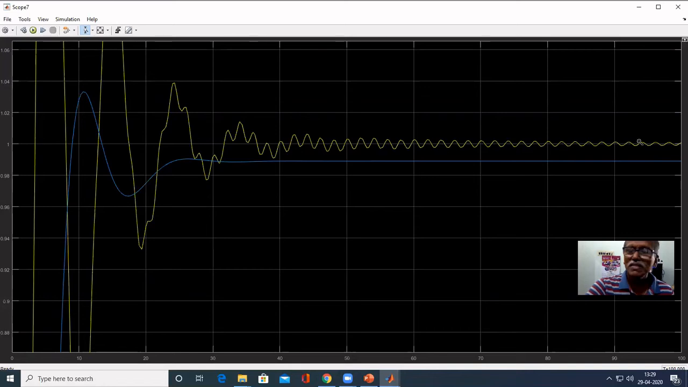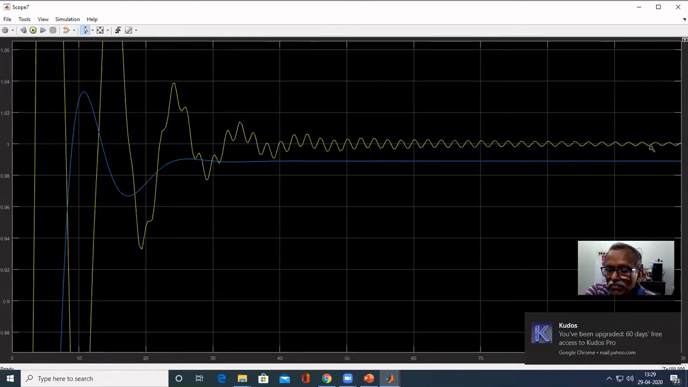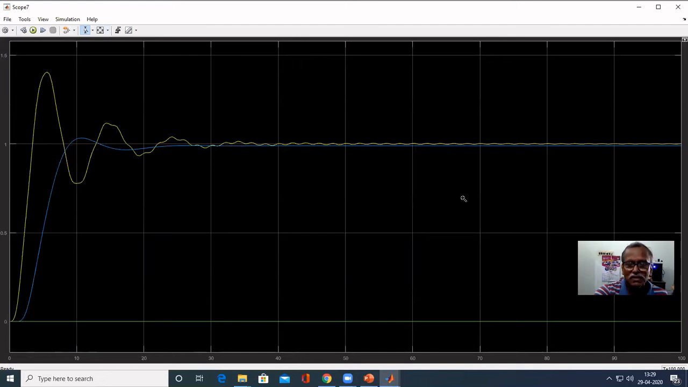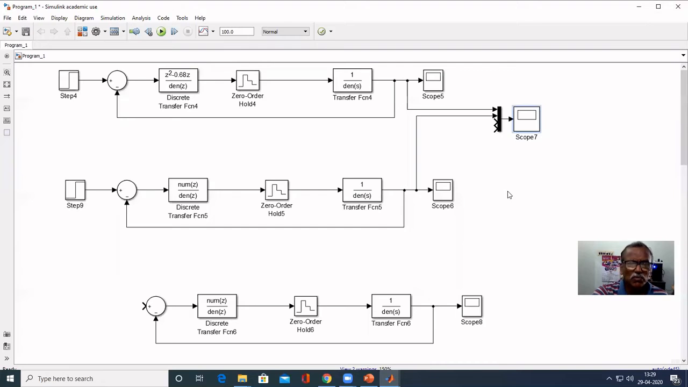But notice that Dahlin's controller has steady state error. But the deadbeat controller doesn't have any steady state error. That is one important thing that we have to notice. Otherwise, this is better. Now let us check the regulatory response for this process.